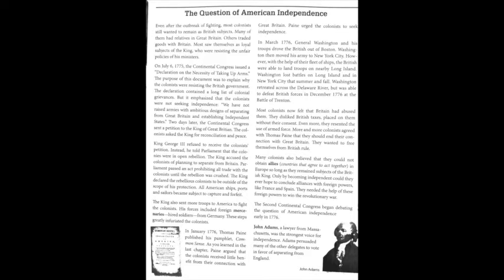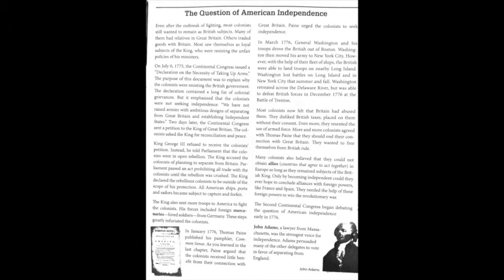Many colonists also believed that they could not obtain allies, which are countries that agree to act together. Underline or highlight that. In Europe, so long as they remained subjects of the British king. Only by becoming independent could they ever hope to conclude alliances with foreign powers like France and Spain. They needed the help of these foreign powers to win the Revolutionary War. The Second Continental Congress began debating the question of American independence early in 1776.